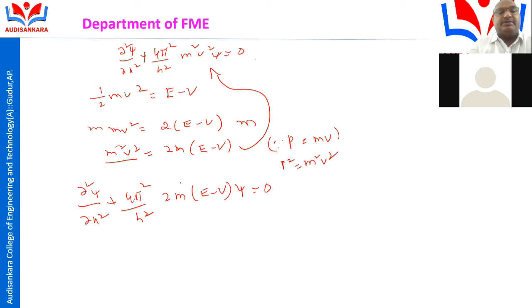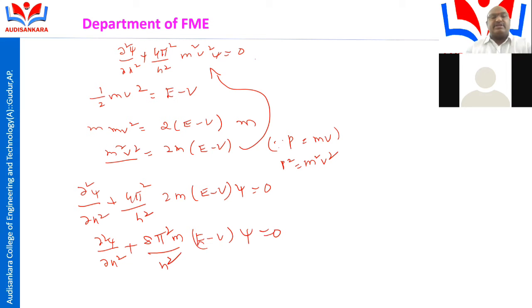So, 4 into 2 is 8, that means dou square psi by dou x square plus 8 pi square m by h square into E minus V into psi is equal to 0. So, this equation represents the one-dimensional Schrodinger's time independent wave equation.